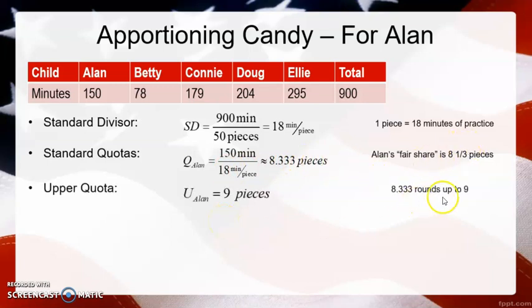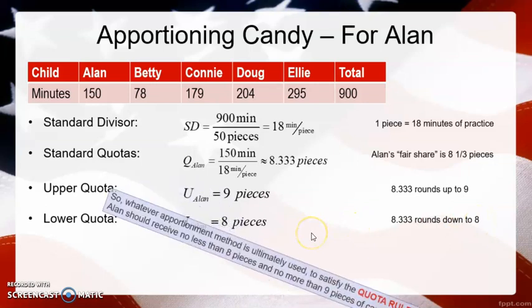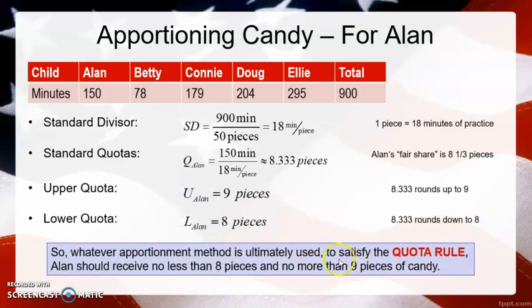So to find the standard quota for Alan, we're going to take 150, divide by our standard divisor. Note that that is Alan's total population divided by the standard divisor, and we get 8.333 or 8 1/3 pieces. So his upper quota rounds up to 9. His lower quota rounds down to 8. And so whatever apportionment method is ultimately used, in order to satisfy the quota rule, Alan should receive no less than 8 pieces and no more than 9 pieces of candy.